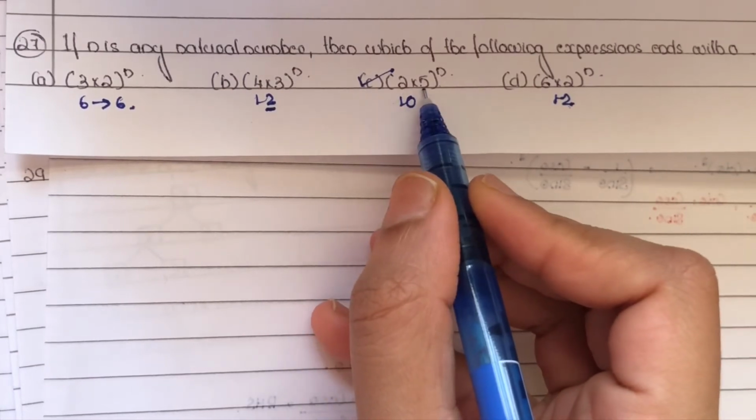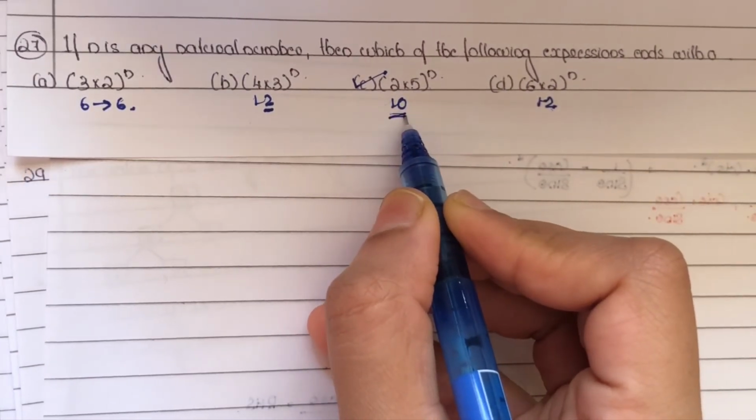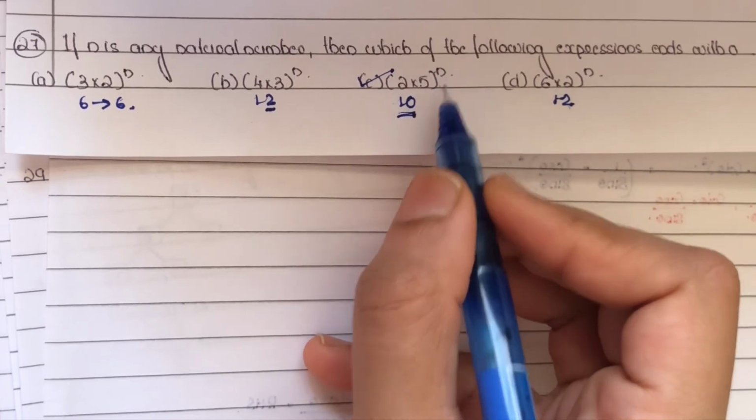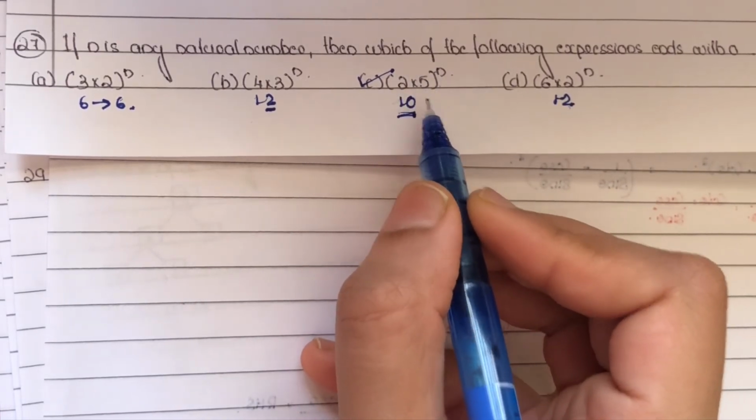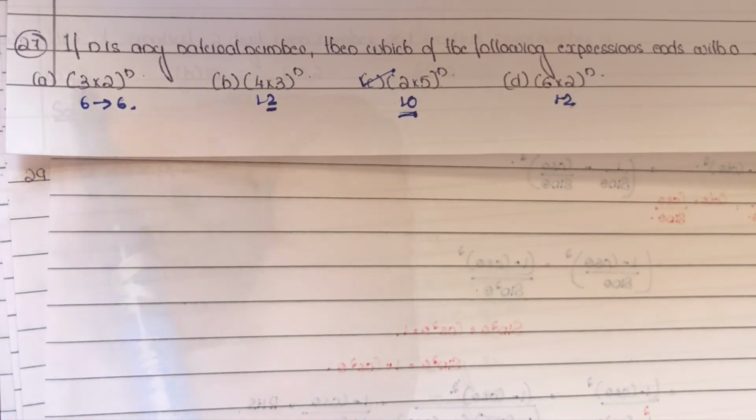Here 2 × 5 is 10, right? So for any natural number n, this value ends with 0. Option C is the answer.